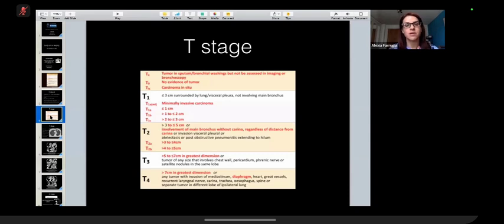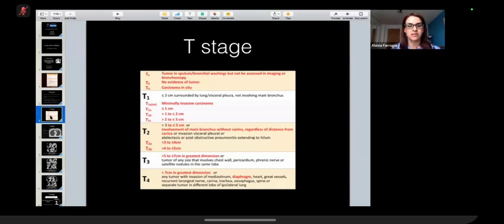T3 tumors measure more than 5 centimeters but less than or equal to 7 centimeters in greatest dimension, or else they are tumors of any size that involve either the chest wall, the pericardium, the phrenic nerve, or satellite nodules in the same lobe. That would be a T3 tumor. So clearly the T3 and T4 are more invasive than the T1 and the T2 tumors.